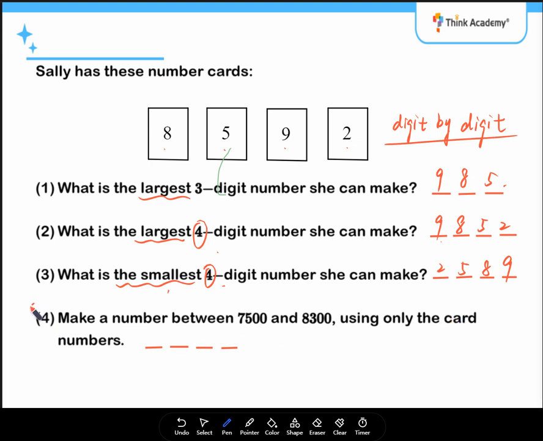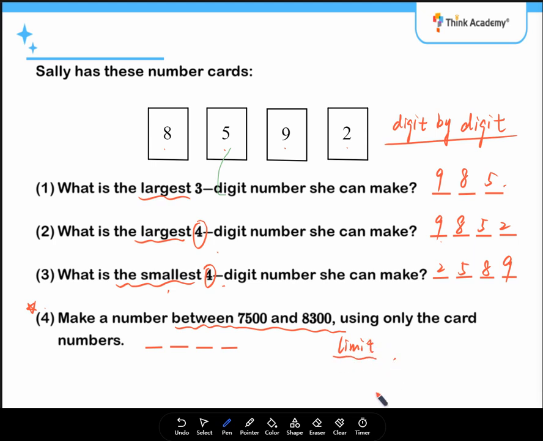Now let's pay attention to the final one. In the former 3 questions, there are no limits besides the largest or smallest, and the number of digits. But in the 4th question, what we need to do is make a number between 7,500 and 8,300, and you need to use the number cards only. You cannot use any other numbers. So here it's a kind of limit.